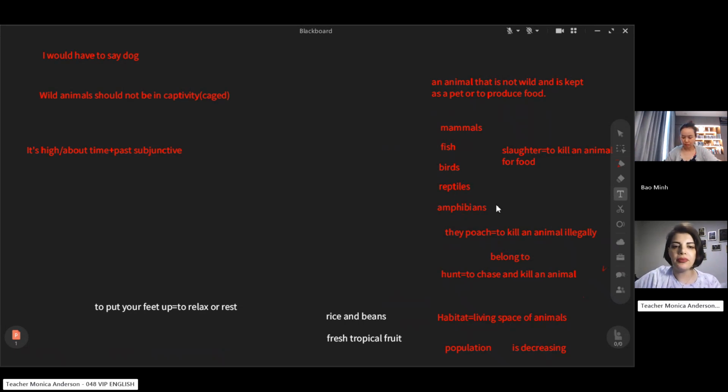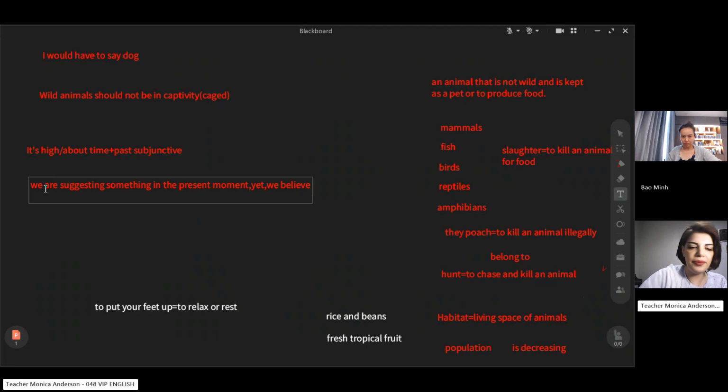So let me write. We use it when we are suggesting something in the present time or present moment. We believe that it should have already happened by now. So this is actually the meaning of the structure, why we use it. And the tense that should be used is past tense, past simple.